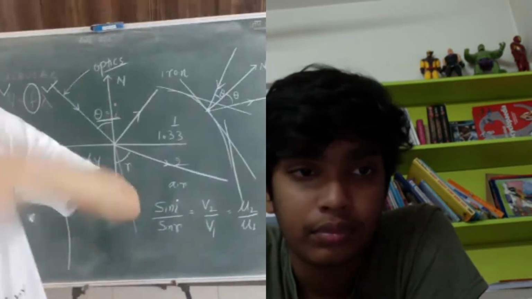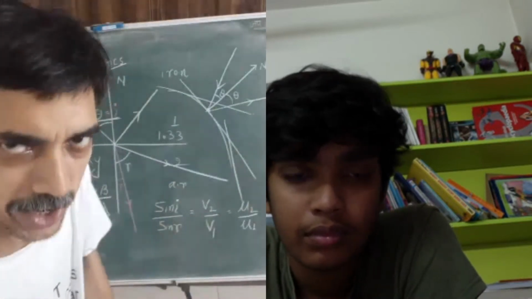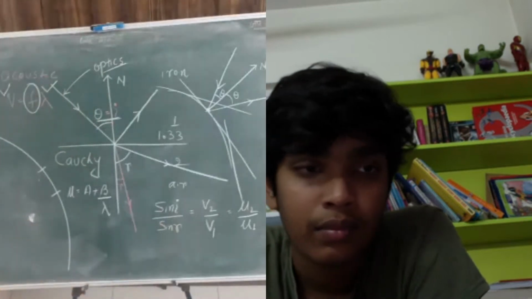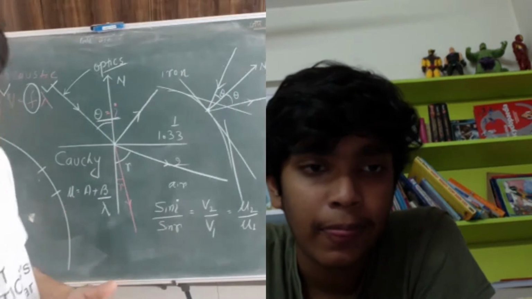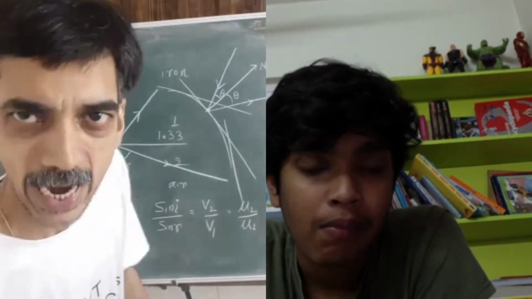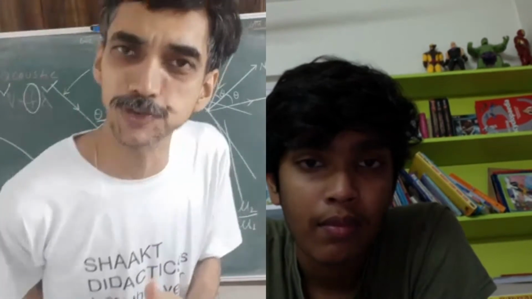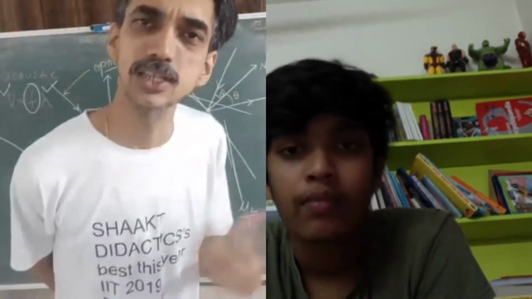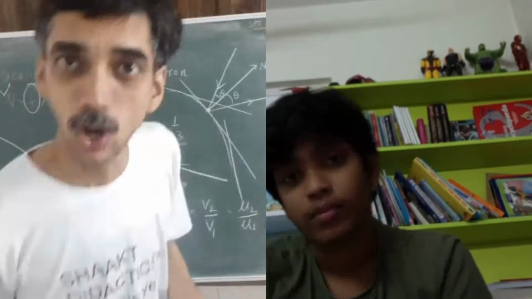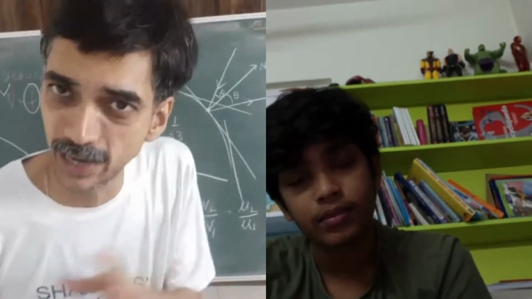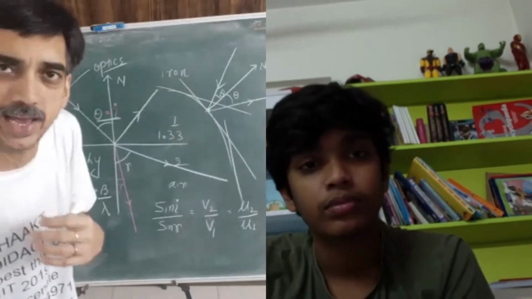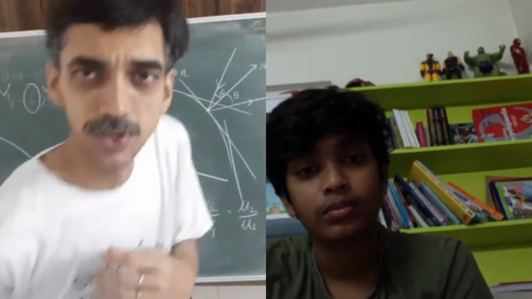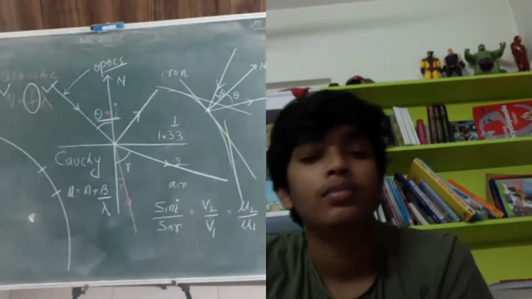Mean ray means in the spectrum yellow is the mean. Clear, dear? So we take help of yellow. Whenever I say henceforth that the refractive index of water is 4 by 3, let's say, or glass is 1.33, whatever, you are to read it as a relative quantity. This is the refractive index for that ray, when the reference is taken as yellow ray. Are you clear on this?